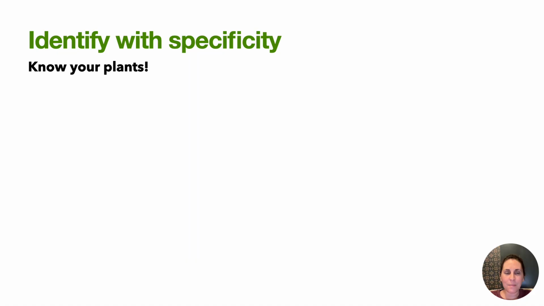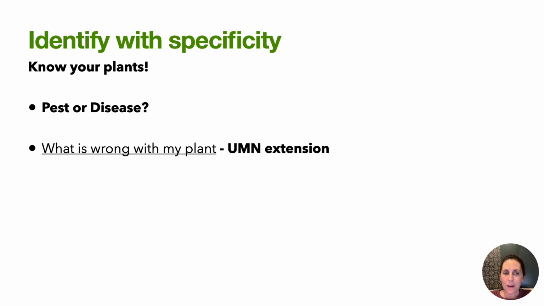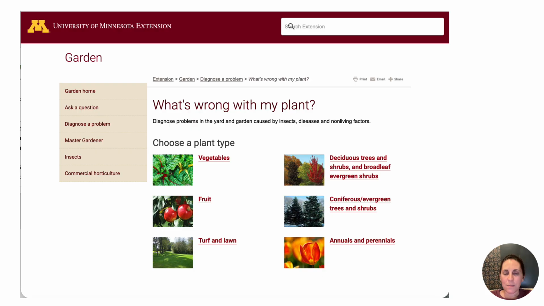All right, next up is to identify with specificity. So once again, it's important to know your plants and know what the most likely pests and diseases are that can affect those plants. All right, so the first step then is to identify if the damage is most likely a pest or if it's a disease. And for this, I would recommend starting with the "What is wrong with my plant?" search tool with the University of Minnesota Extension. So that's what this ends up looking like, and I'll provide a direct link in the description to this video.